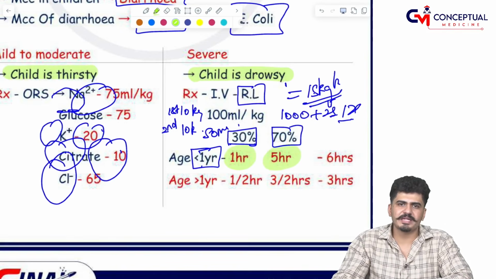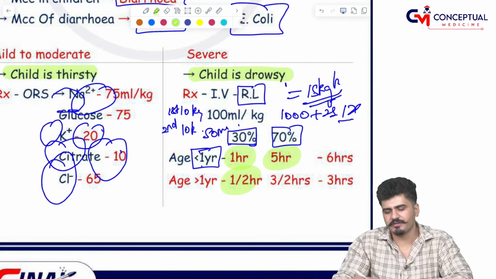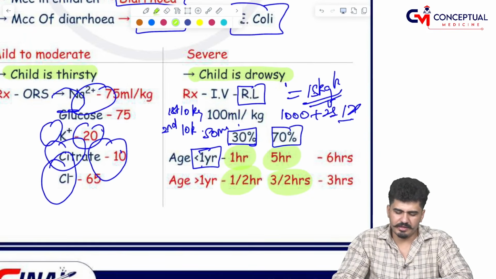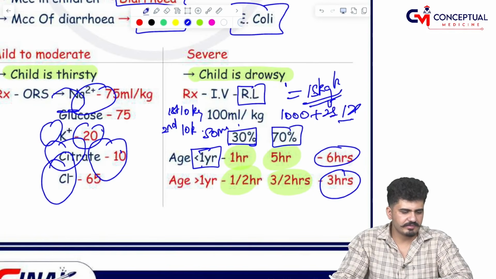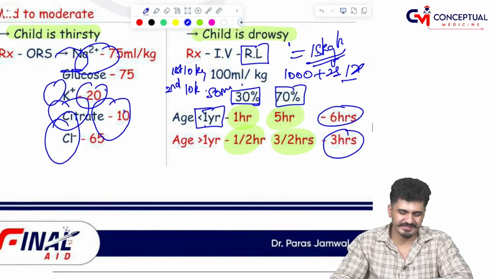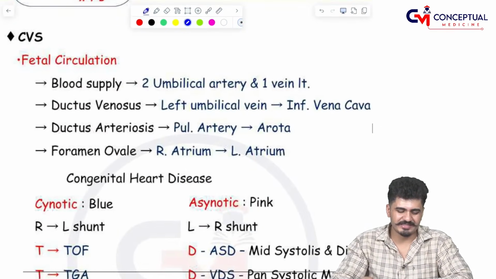The first 30% of the value will be given in half an hour, and the rest of the 70% of the value is given in the remaining 2.5 hours. So, 3 hours and 6 hours. Well, let's talk about CVS now, sir.